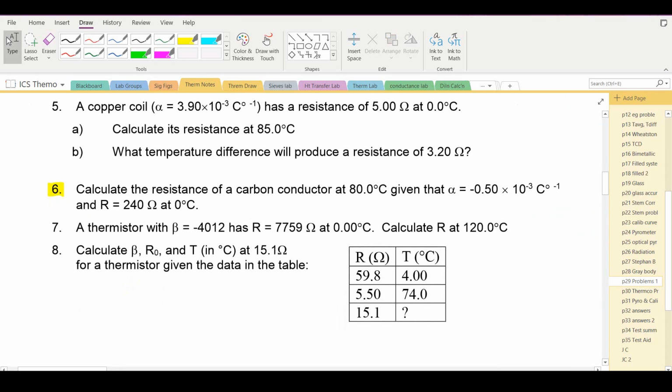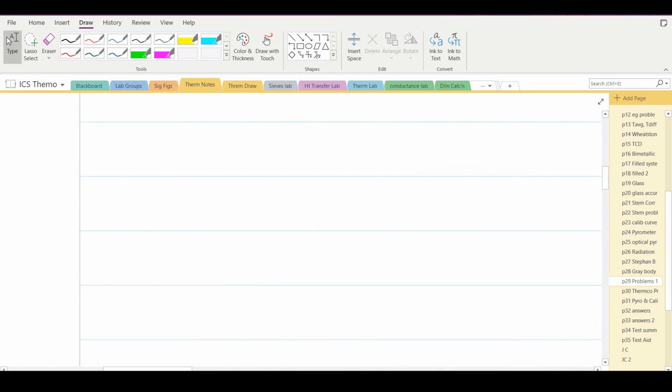says calculate the resistance of a carbon conductor at 80 degrees C, given that the temperature coefficient alpha is negative 0.5 times 10 to the minus 3 per Celsius degree, and R is 240 ohms at 0 degrees C. One of the things that stands out here is the fact that this temperature coefficient is negative, not positive. And that's because it's a carbon conductor, and carbon is a non-metal. We've been looking at the relationship between metals and their temperature coefficient, but this is a non-metal. Let's write down what we're given.